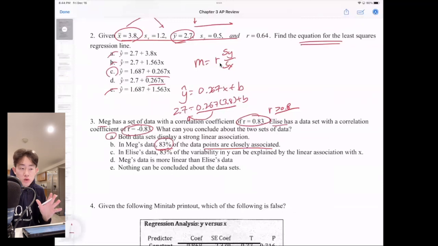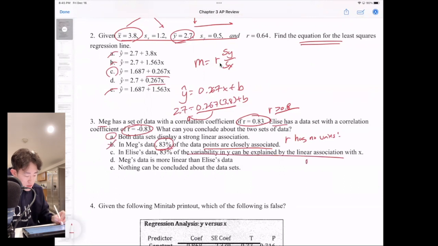That is not what r means. It's not a percentage. It's just a measurement without any units. r has no units, so we cannot really say any percentages there. This is an example of an r squared. This is unclear because you don't know what the data points look like. And definitely it's not E for this one.